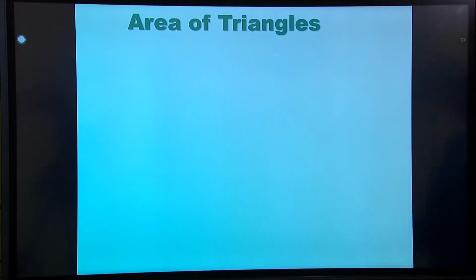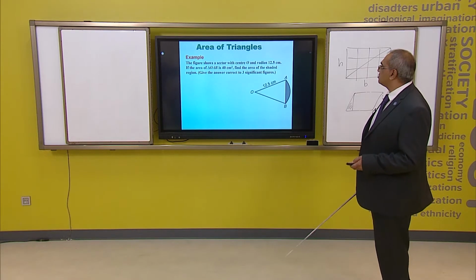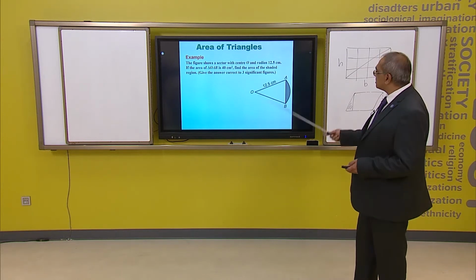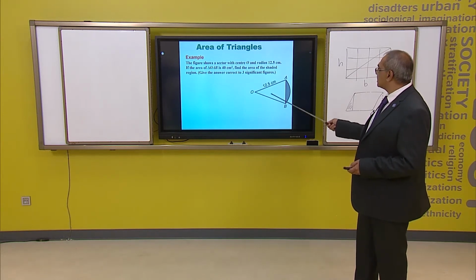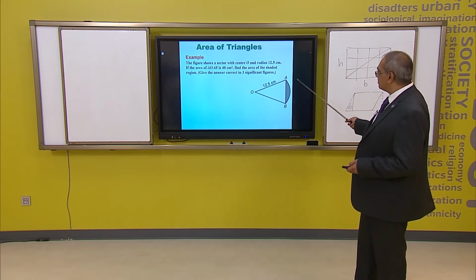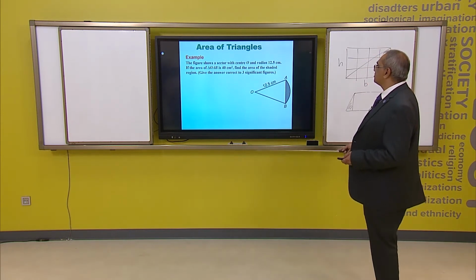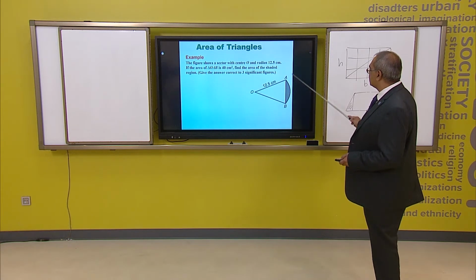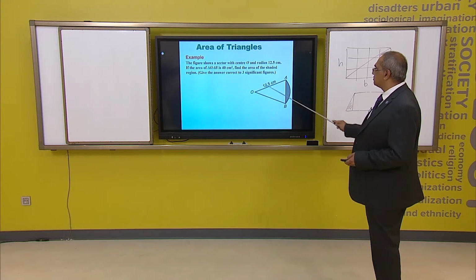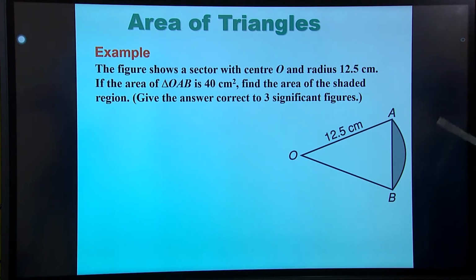All right, let's just have a look at another example. There's a little bit more complicated. We have what is called a sector. Okay, and this is part of a big circle. Right. So the area of that OAB, the triangle, is 40. Find the area of the shaded region. All right. Give your answer in this case to 3 significant figures, different from decimal figures.